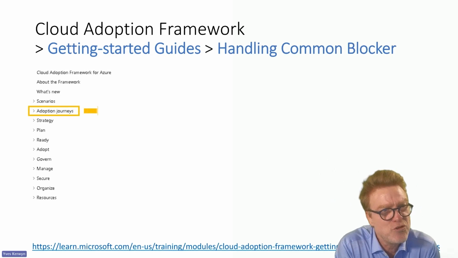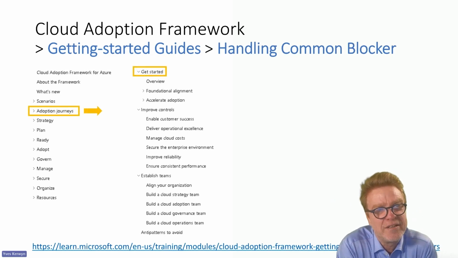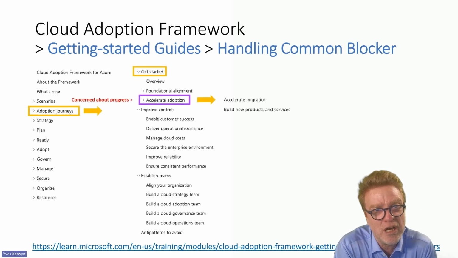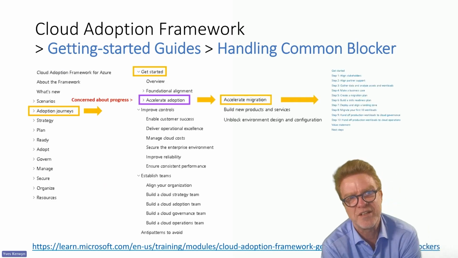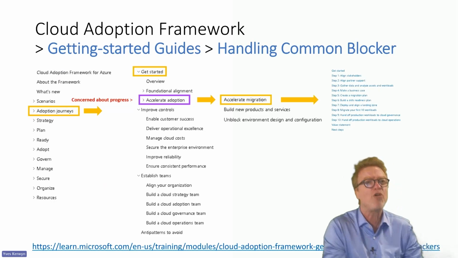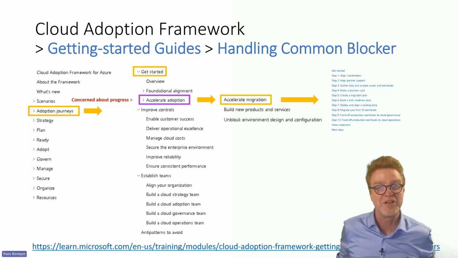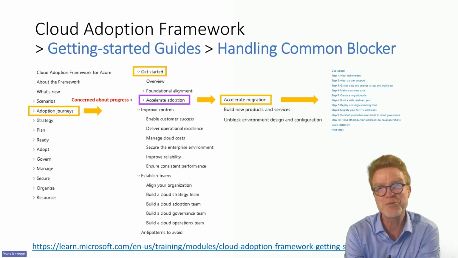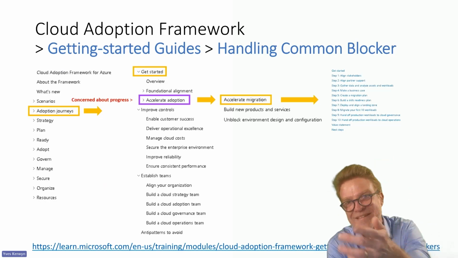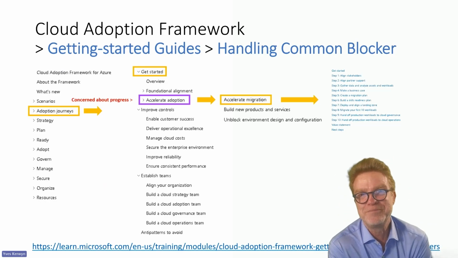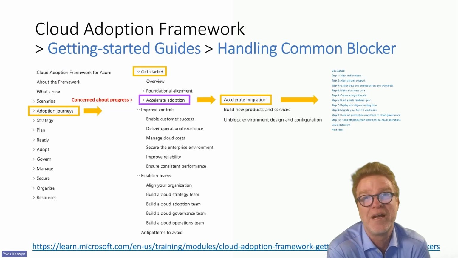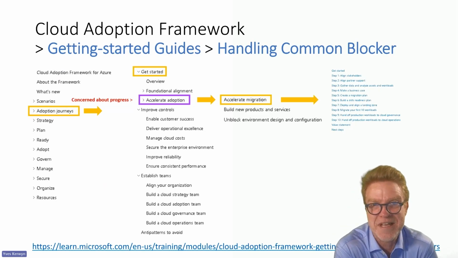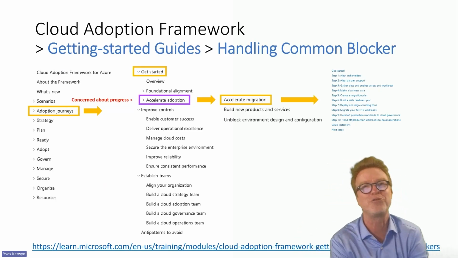Here, for instance, if we zoom into the adoption journeys and the getting started, and we go into accelerate adoption, here you see, for instance, a checklist, accelerate migration. So you already are doing migration, but you didn't know about the adoption framework. Well, still, it tells you what you can do to get aligned, like align stakeholders, align partner support if you're a customer, gather data and analyze assets. And each time it shows you how to do it.